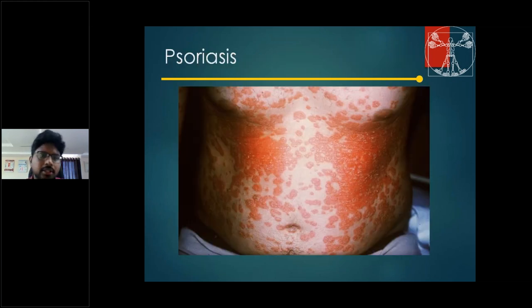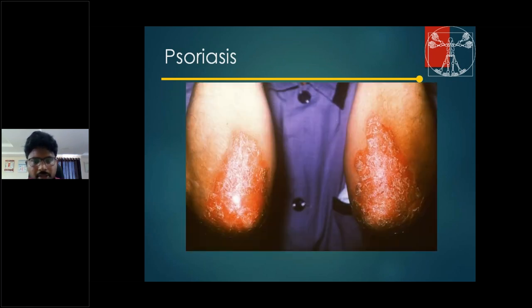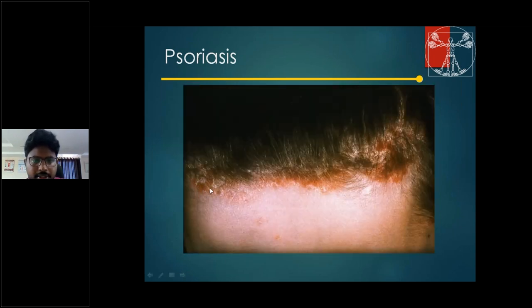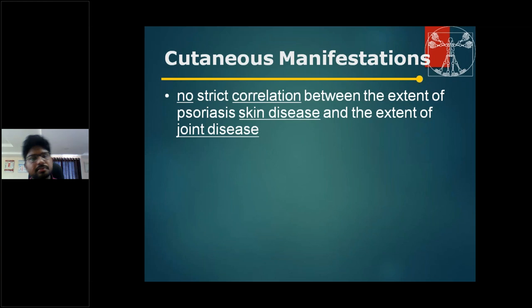So this is a patient of psoriasis. You can see the white scaly lesions. It's also a typical psoriatic lesion behind the ears and the scalp line, hairline. Along the hairline you can see the psoriatic flakes. This is also not correlating with the extent of joint disease. As with ophthalmological uveitis, here also there is no correlation between the disease activity and skin lesions.